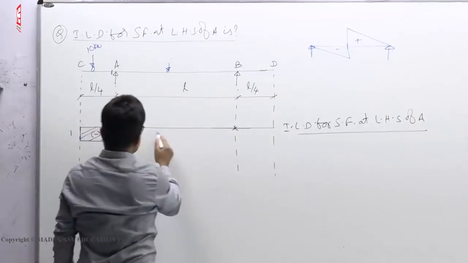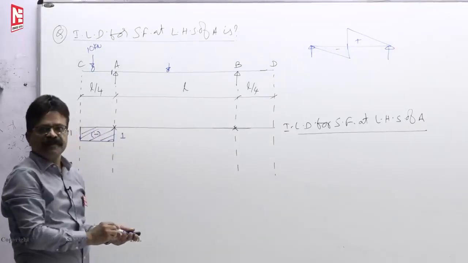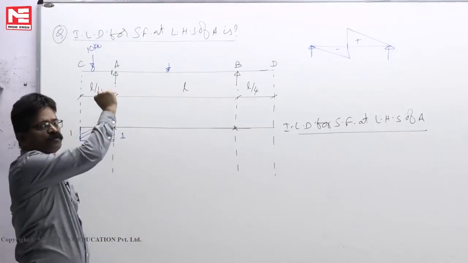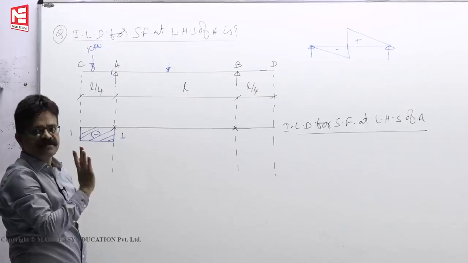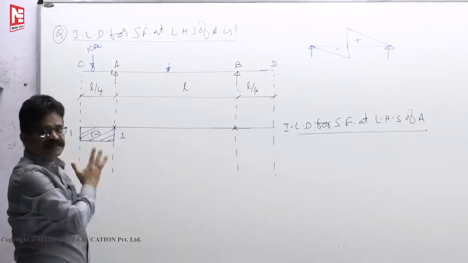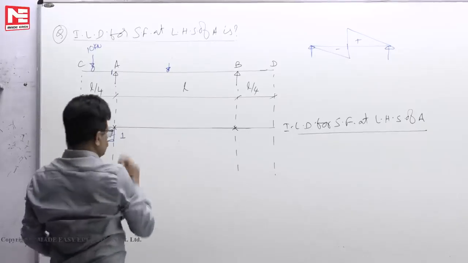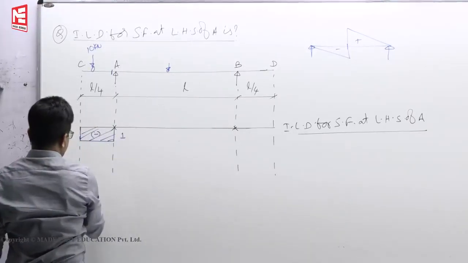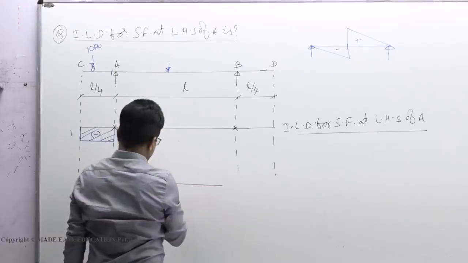In one paper, this is asked for a 2 marks question. Your task, if they ask at LHS of A: cut, hold, pull. 2 marks question, 2 minutes time. So within 10 seconds, you will get 2 marks. Supposing they ask shear force at RHS of B, again 4 options they will give you, the correct one you have to pick up.